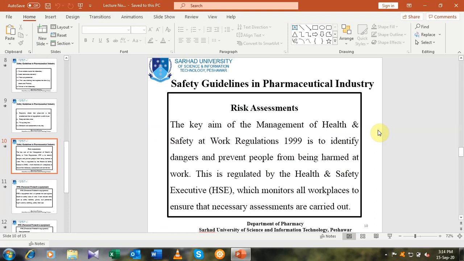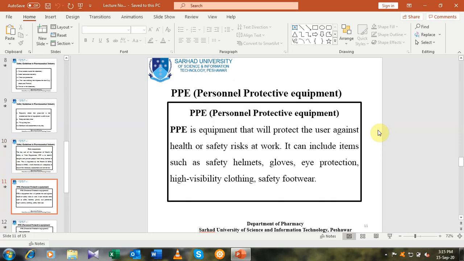Apart from risk assessment by using the Health and Safety Executive and Management of Health and Safety at Workplace Regulation, the next part of this lecture is PPE, personal protective equipment. Basically PPE is equipment that will protect the user or the personnel against health or safety risk at workplace. In this case, the workplace is the pharmaceutical industry. It can include items such as safety helmet, gloves, eye protection, high visibility clothing, and safety footwear.